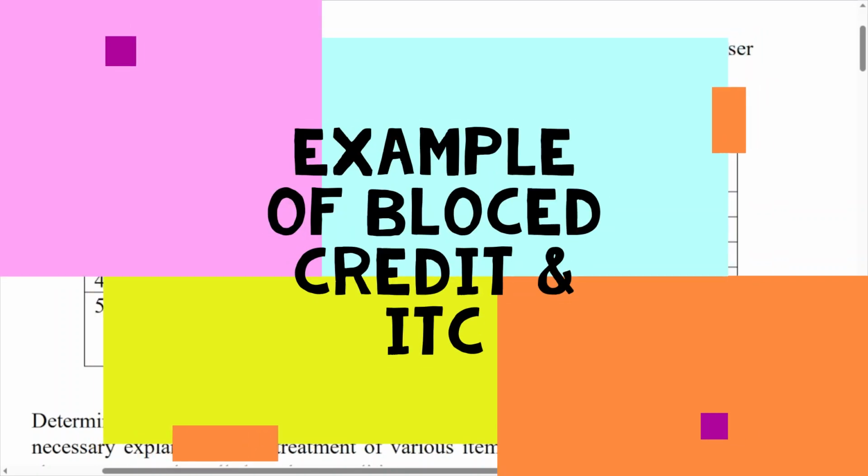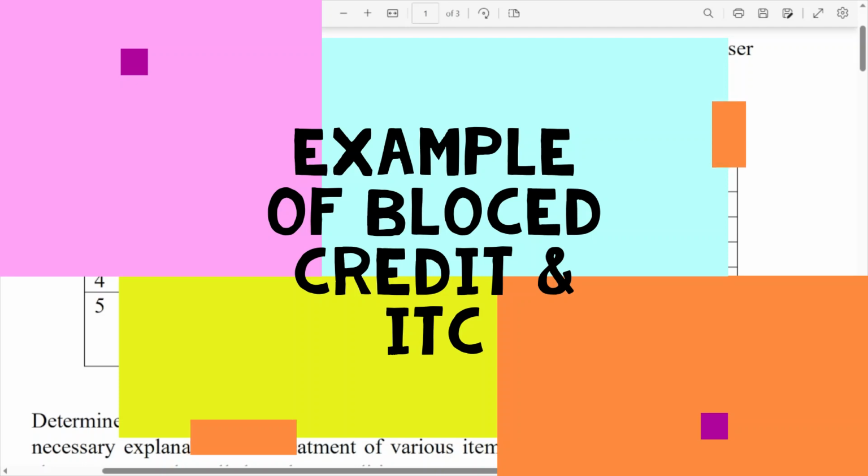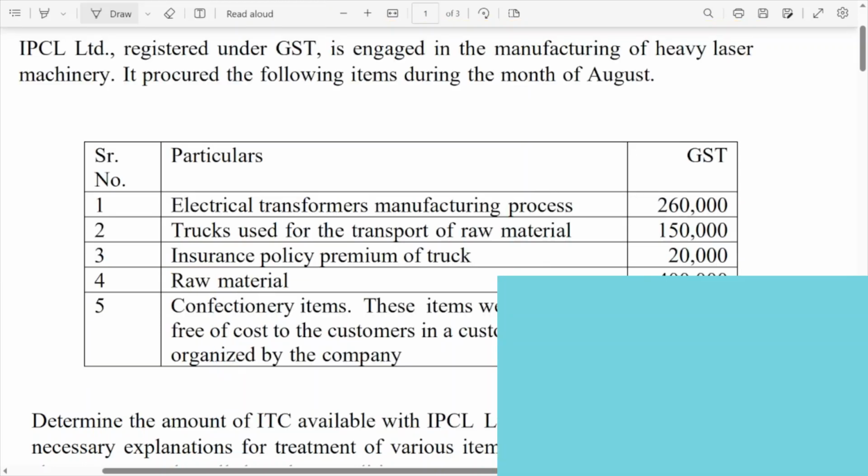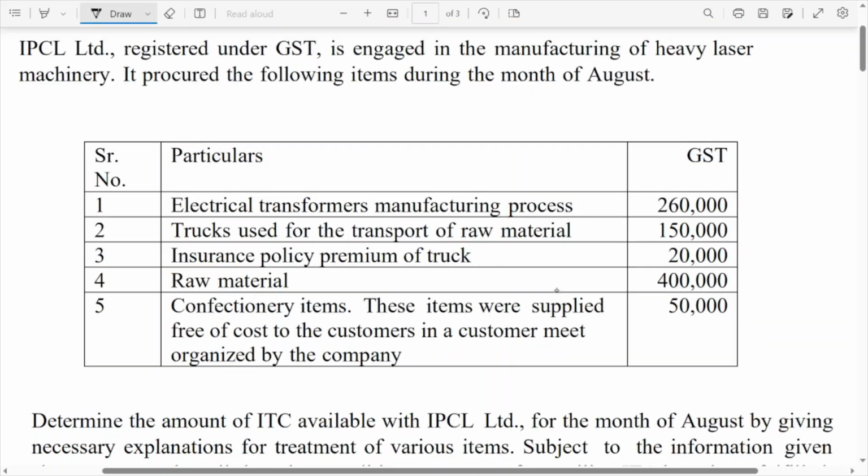Hello students, today we are going to discuss two examples of ITC block credit. First of all, the first example: IPCL Limited, registered under GST, is engaged in the manufacture of heavy laser machinery.